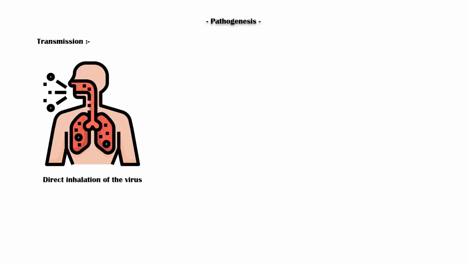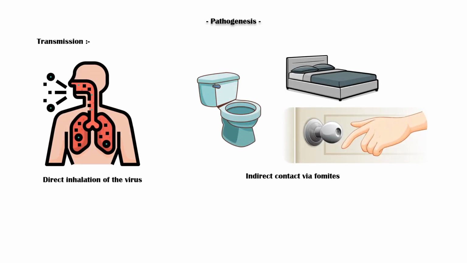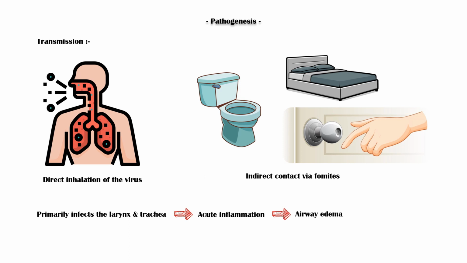First, let's discuss the pathogenesis of the disease. Croup is transmitted through direct inhalation of the virus or through indirect contact via fomites. Upon entry through the nasopharynx, the virus primarily infects the larynx and trachea. Infection leads to an acute inflammatory response with resultant airway edema. Endothelial damage and loss of ciliary function also occur.